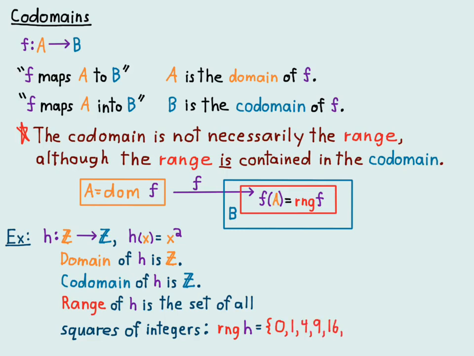So 0, 1, 4, 9, 16, 25, etc. 0 squared, 1 squared, 2 squared, 3 squared, 4 squared, 5 squared. And of course, negative 1 squared is the same as 1 squared. Negative 2 squared is the same as 2 squared, etc. So you get only these numbers. You don't get all of the codomain. So the range is considerably smaller in some sense than the codomain for this one.